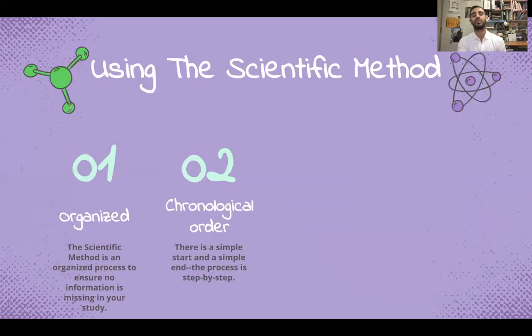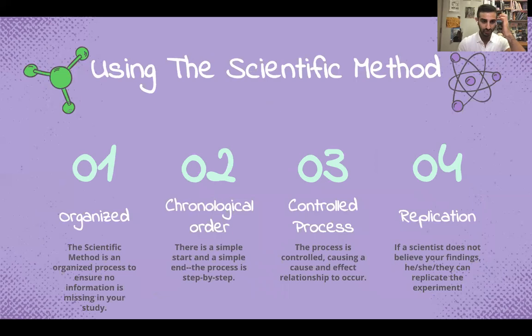Why do we use the scientific method? Number one, it's organized. A lot of times when you practice science, you don't want to miss anything. The scientific method ensures that you will not miss anything, and it is highly organized. It gets you thinking in this chronological order where you start with something simple like a question, and then you go through different steps in order to help you best answer that question and communicate why that question was important and how you answered it.